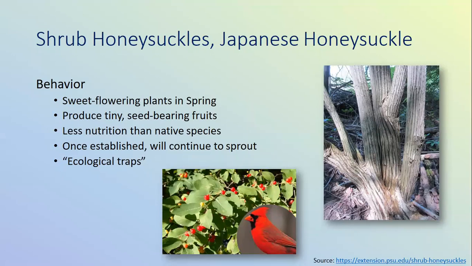They're very sweet flowering plants in the springtime, and they produce very small seed-bearing fruits, which again, birds and other wildlife love to eat. One note that's really interesting is that they're less nutritious than other native species, and when they are established, they will continue to resprout. They are actually known as an ecological trap, and I have a cardinal picture there because a native honeysuckle is one of the cardinal's favorite foods. Our native honeysuckles have a red berry, and that tends to be where the cardinal gets its pigment for its coloration. Now we all know that a male cardinal is really bright red and beautiful, and they use that to attract the female, right?